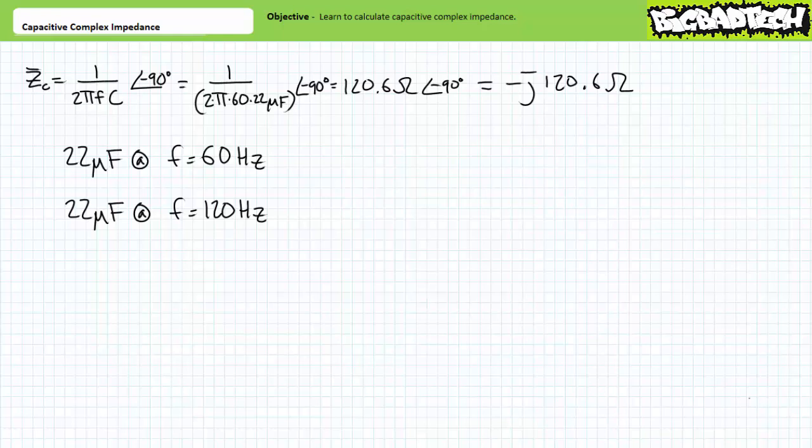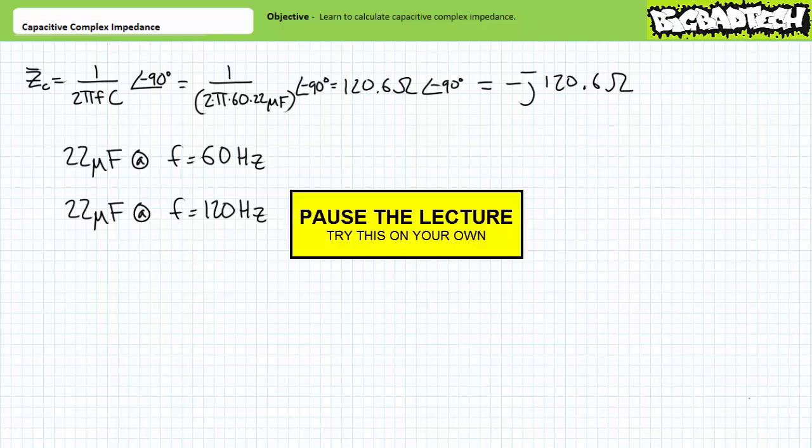What happens to the capacitive complex impedance of this 22 microfarad capacitor if I double the frequency to 120 Hz? Does the magnitude and direction of the complex impedance decrease, increase, or remain the same? By all means, pause the lecture and think about this. But don't you dare touch your calculator because I'm watching you.